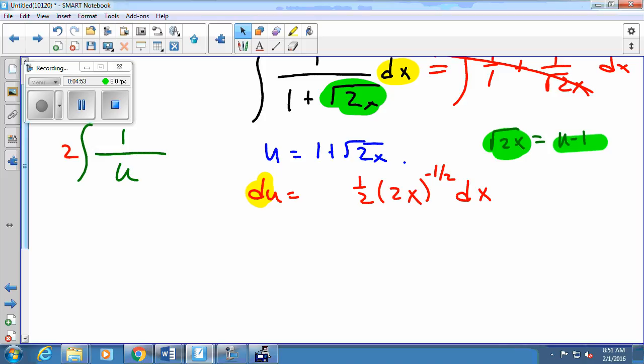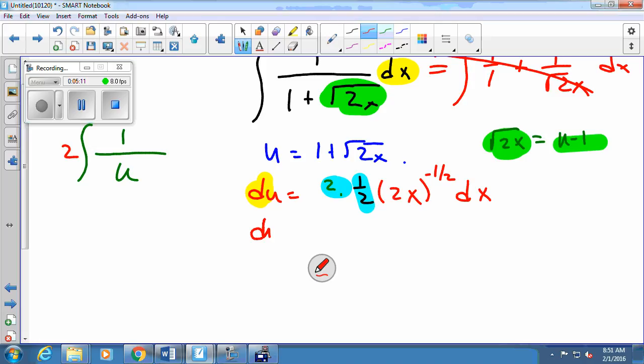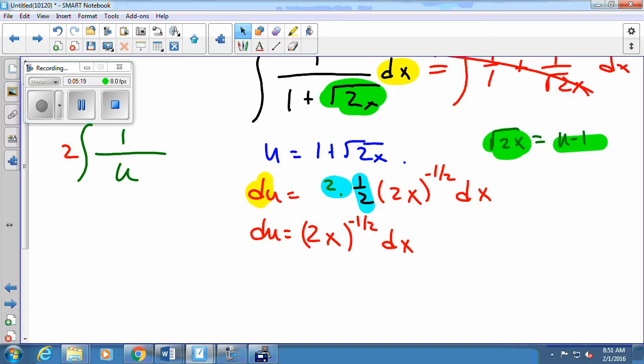Oh, okay. So we've got to have more to this. We have to have that. So Lydia, where did you get that green 2? Okay. Everybody understand where she got that? And those will cancel. So now I've got du equaling just 2x to the power negative 1/2 dx. Would you be okay with that?